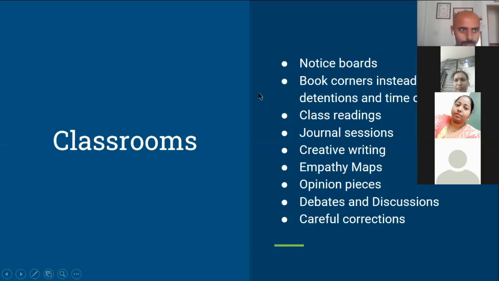Now for home also, you can see these book corners. So when you have timeouts, instead of saying, okay, move out of here or something like that, you let them have these cool down zones. Then you can also, since we are running out of time, I'm just jumping through. You can have journal sessions, creativity sessions, empathy maps. I'll just share with you.